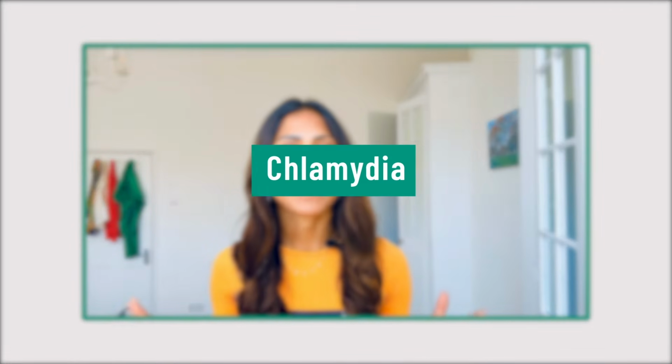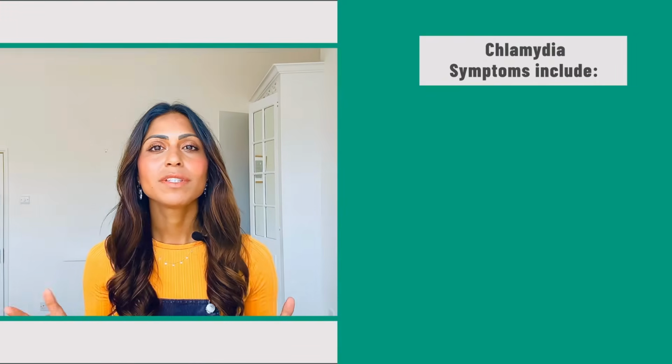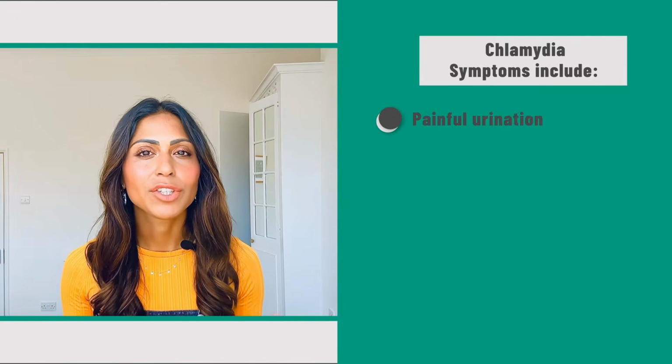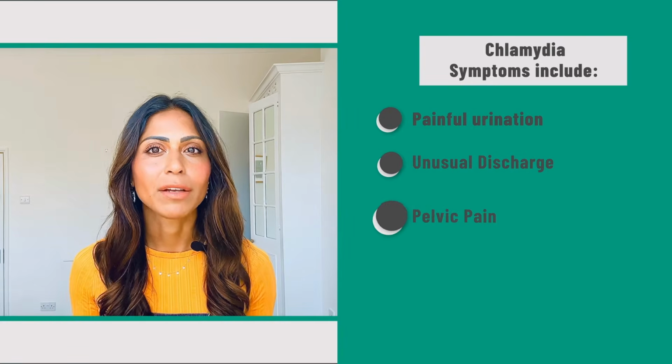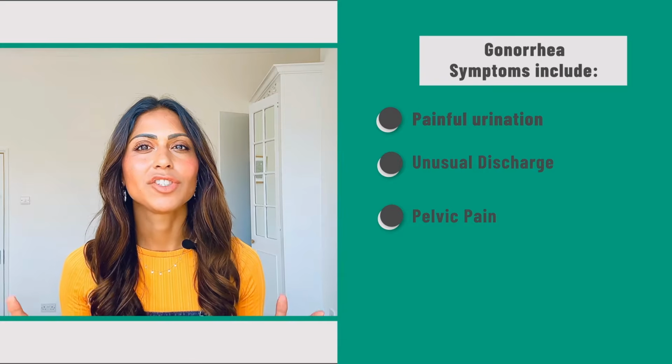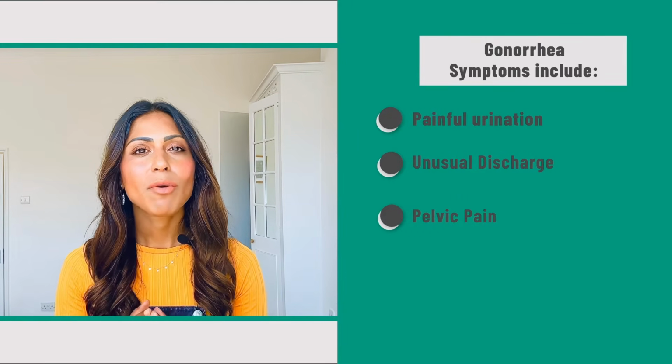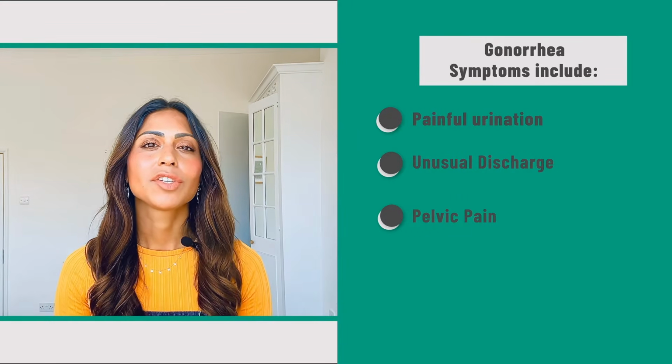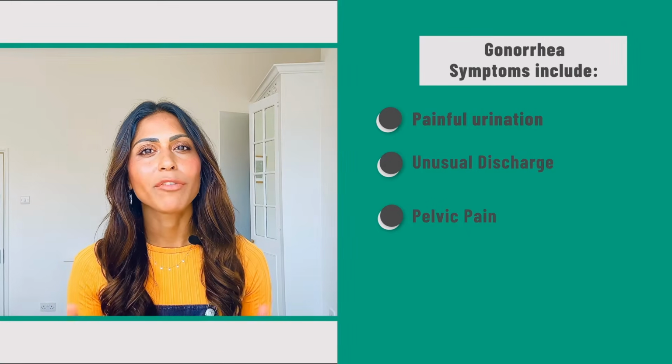Let's discuss some of the most common sexually transmitted infections. Chlamydia. Chlamydia is a bacterial infection that can cause genital, rectal and throat infections. Common symptoms of chlamydia include painful urination, discharge and pelvic pain. Gonorrhea. This is another bacterial infection that can cause infections in the genitals, the rectum and the throat. Common symptoms are similar to chlamydia, such as painful urination, discharge and pelvic pain.